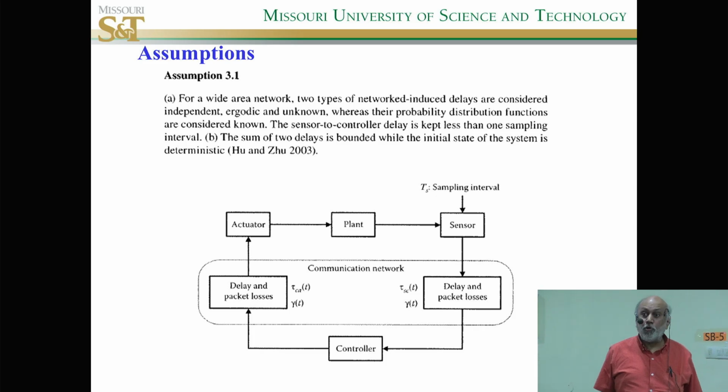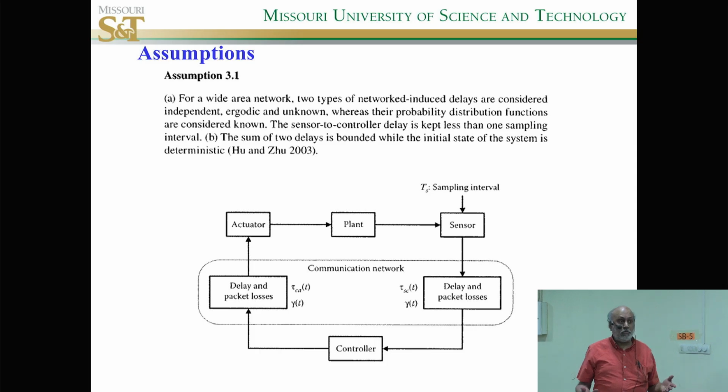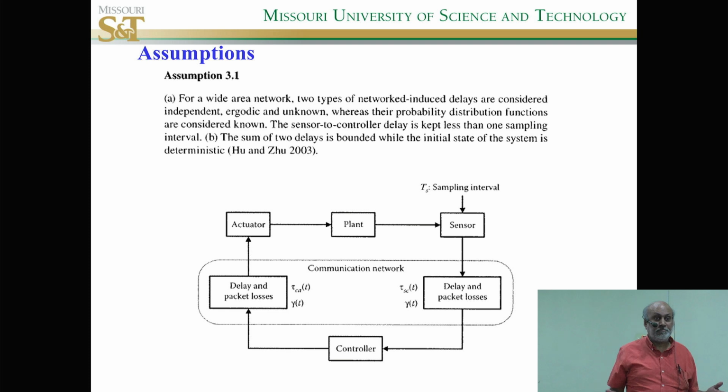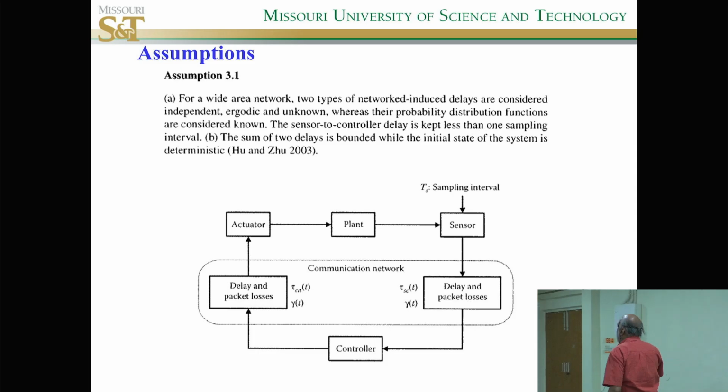It becomes open loop. So that means that for two sampling instances, you don't have any feedback. And when it becomes open loop, sometimes the system can become unstable. So you have to make some assumptions.